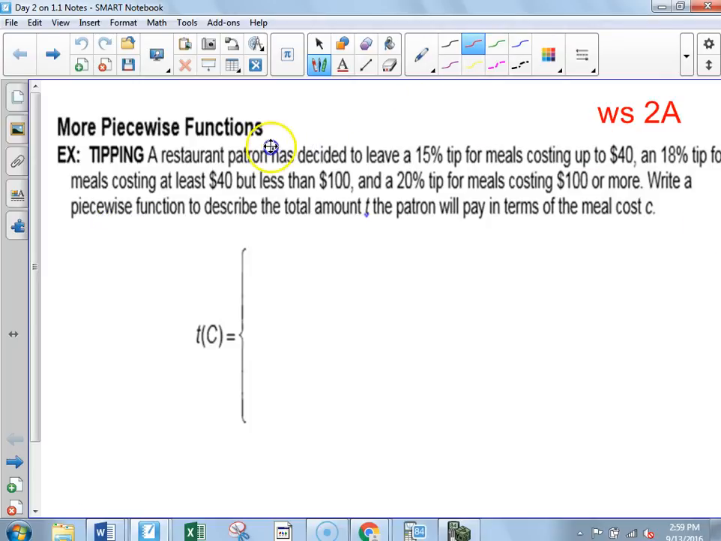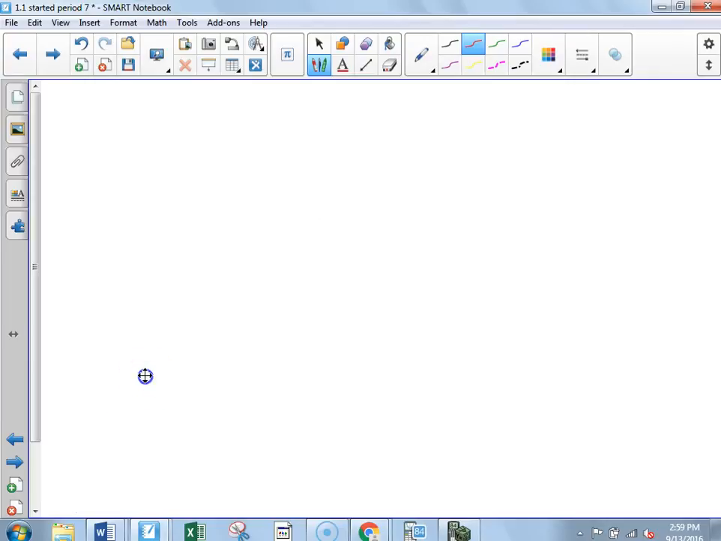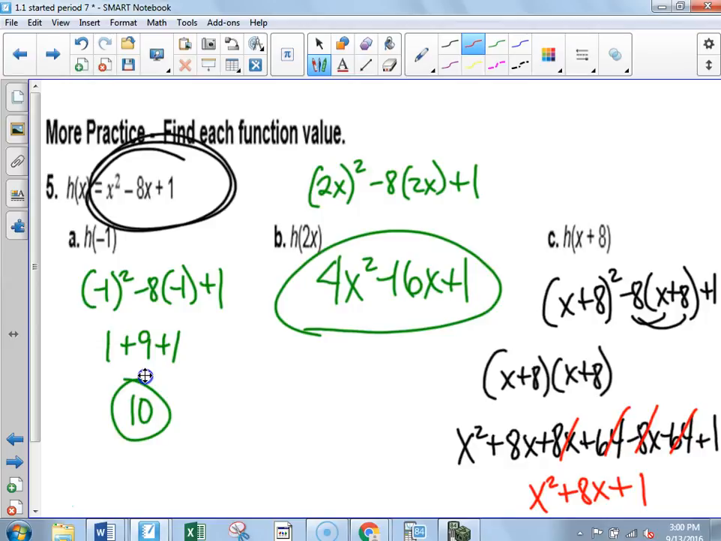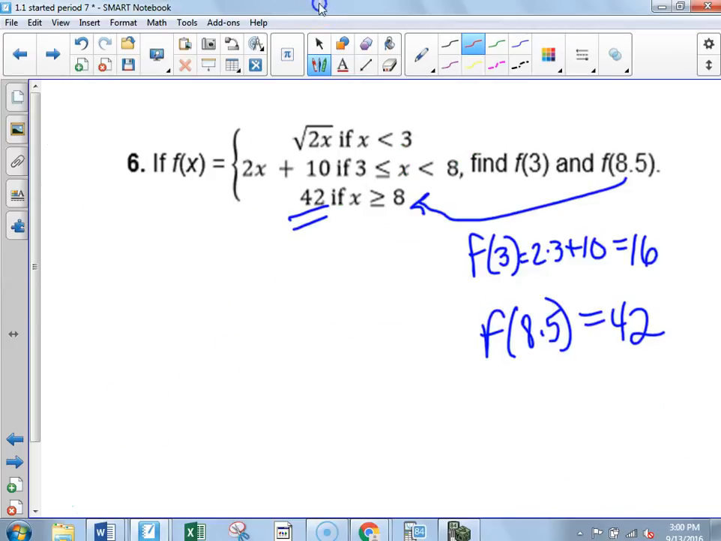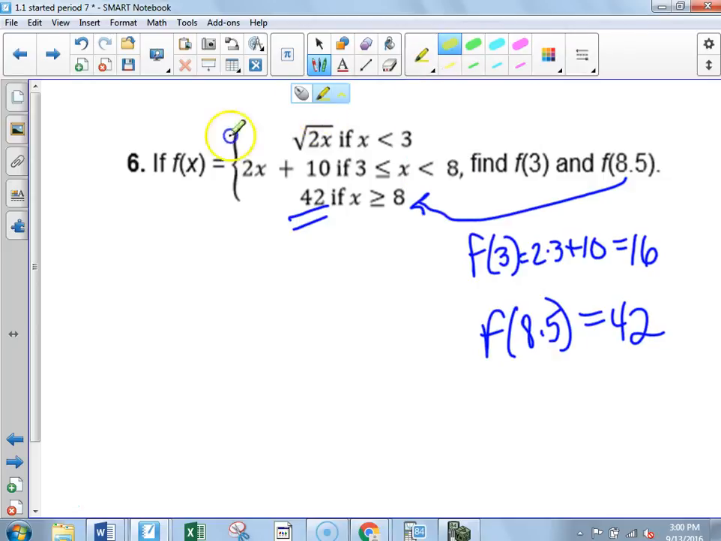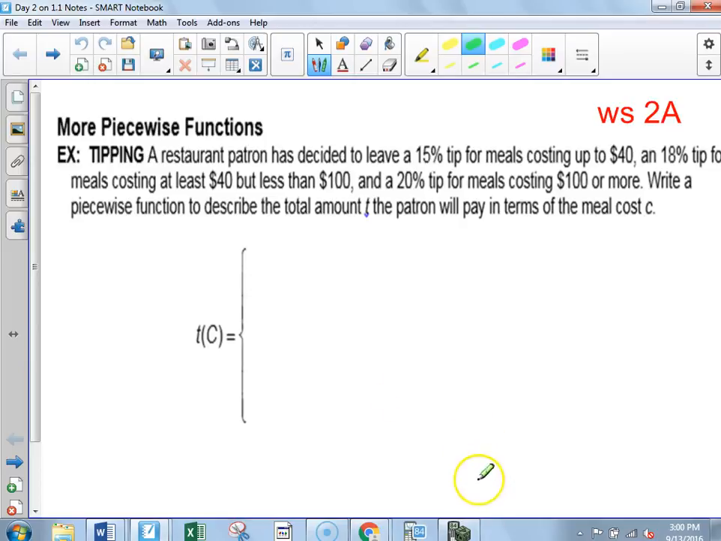Let me go back to yesterday's real quick. When we looked at a piecewise function, we didn't write one yesterday, but here was one. There were two parts to it. There were the rules over here, yes? And then there was this definition of where the rules were true, yes? Okay, so those are the two things we're looking for when we do this question.